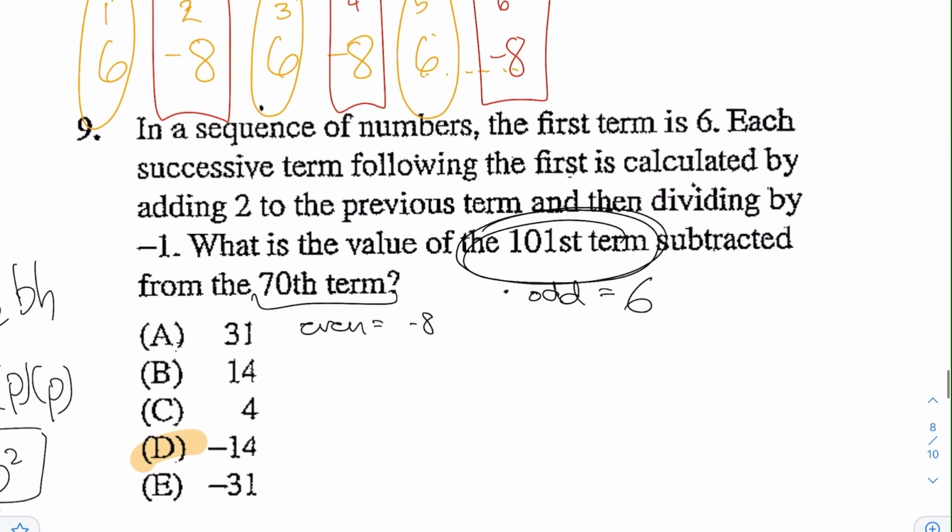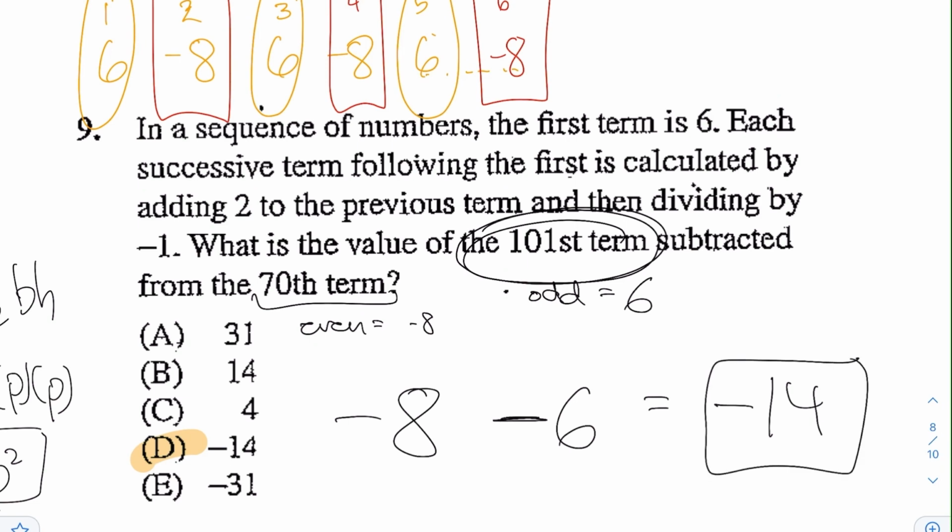So the value of the 100th term, which is 6, subtracted from, so you wanted to subtract 6 from -8. So the answer will be -8 minus 6, which is -14. And that's choice D. So just be careful here. Remember, when you subtract from, this means that the -8 is first.